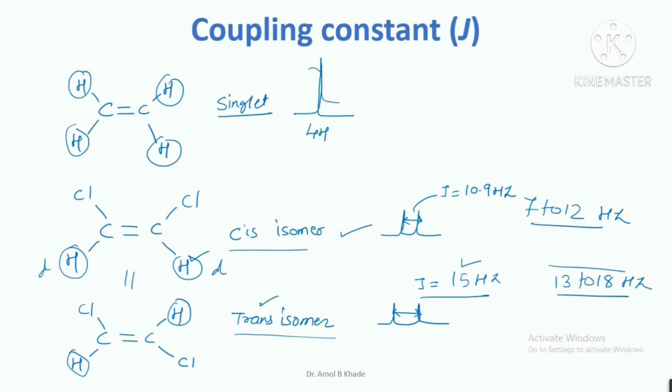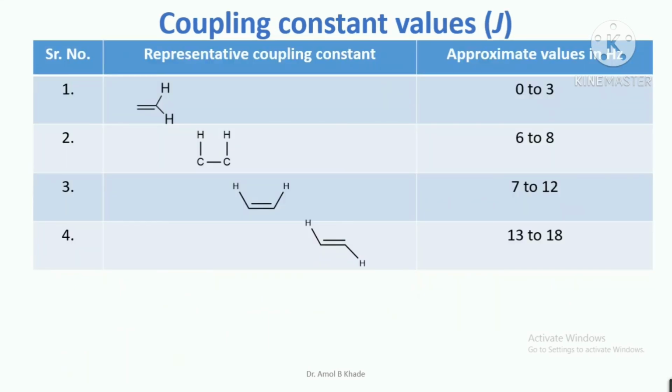If the value is between 7 to 12, we can surely say it is a cis isomer. So this is another application of coupling constant: we can differentiate between the trans and cis isomer. These are the coupling constant values which we need to remember. If we have these kinds of protons, the approximate coupling constant is between 0 to 3 Hertz. If we have these sets of protons, the coupling constant is usually between 6 to 8.